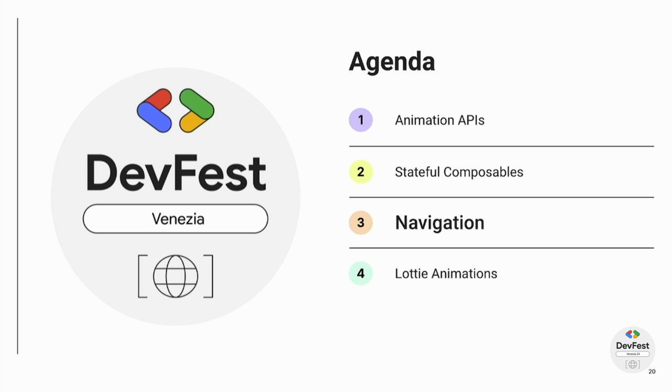Now we will see how to navigate from the onboarding screen to the game grid. A full overview of how navigation works in Compose will probably be too long and also a bit out of the scope of this talk. So we will just focus on the animations code.